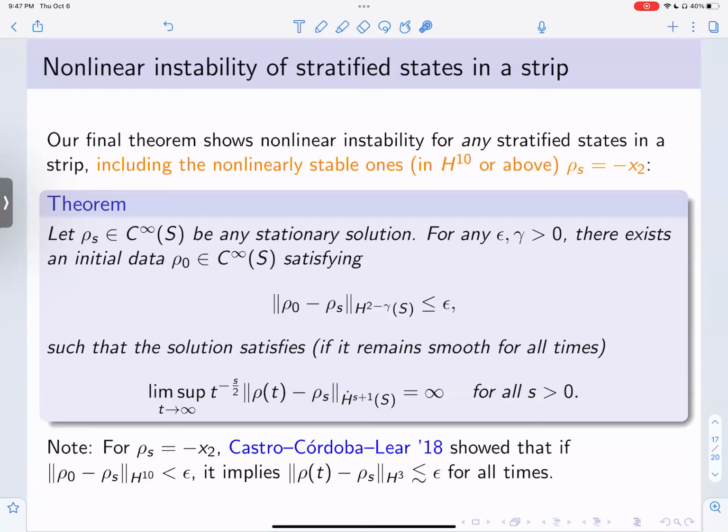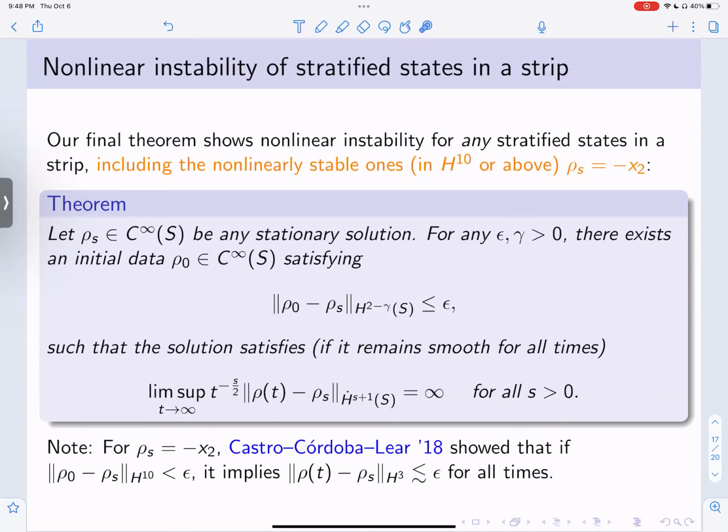So at the end, I want to also mention another result in a similar flavor. In my opinion, this is the more interesting one. So we look at the situation in the strip, because in the torus, there are no steady states that are horizontally stratified, right? Because of the periodic structure, there is always a point where the heavier fluid is on top of the lighter one. But in the strip, there are stable ones, right? For example, this one, minus x2, where the x2 coordinate goes from -1 to 1.